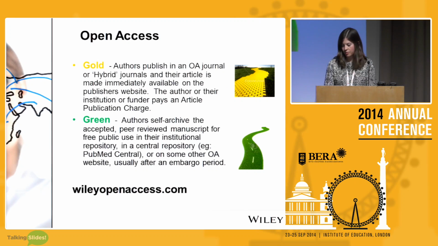So the definitions of open access. Instead, we have gold, which is the one mandated in the UK, in which the funder or the author pays an article publication charge and the article is made available immediately on publication on the publisher's website. And green is more about the self-archiving, and there's an embargo period, and it will be within an institutional or a central repository with no charge.